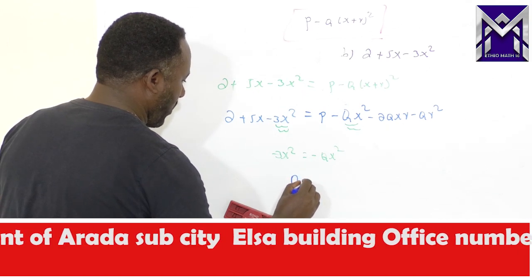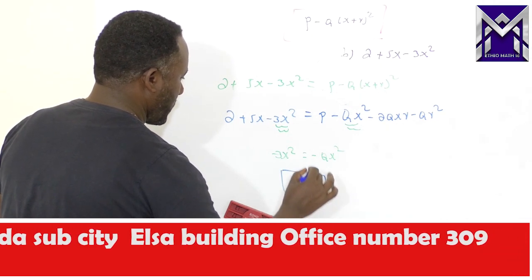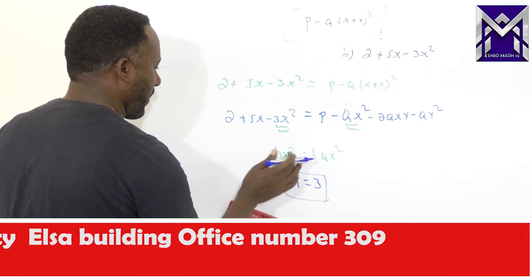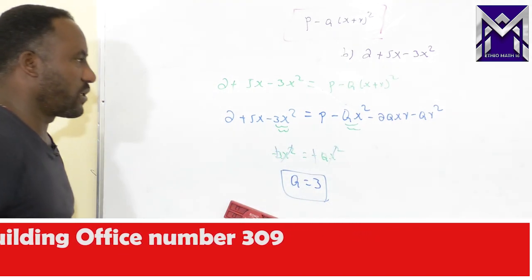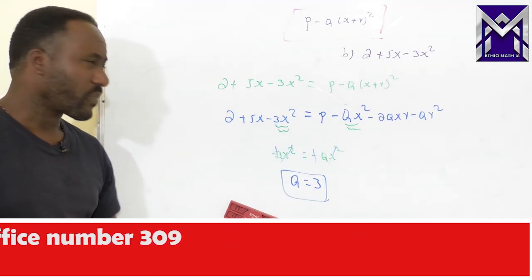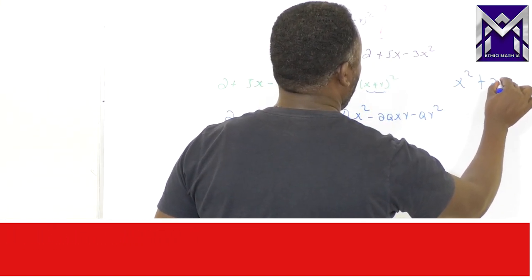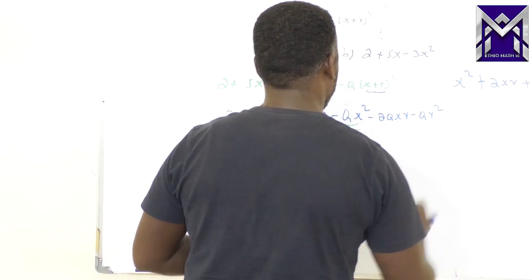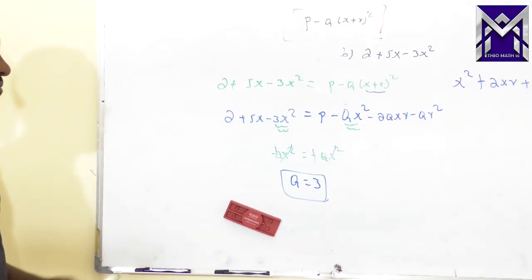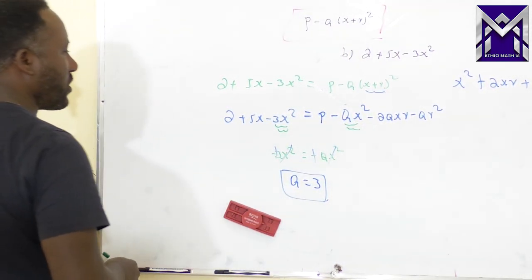So q will be 3. Because this cancels with this one, sign by sign, so q will be 3. Because you know that the expansion is x squared plus 2xr plus r squared. Same thing. So now q is already this one.